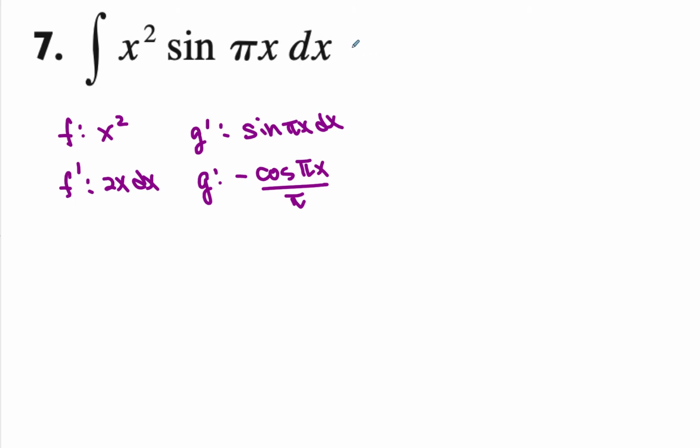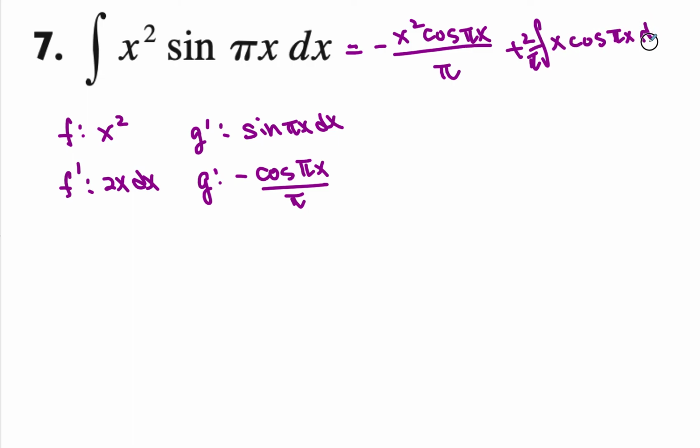Now this one should be equal to, I'm going to multiply f and g first, so we get negative x squared cosine of pi x over pi minus these two. But another negative sign makes that into positive. And we get the integral. I can factor out 2 and pi, so 2 over pi, x cosine of pi x dx. While the integral has been simplified, it's not done, I still have to do x cosine of pi x.